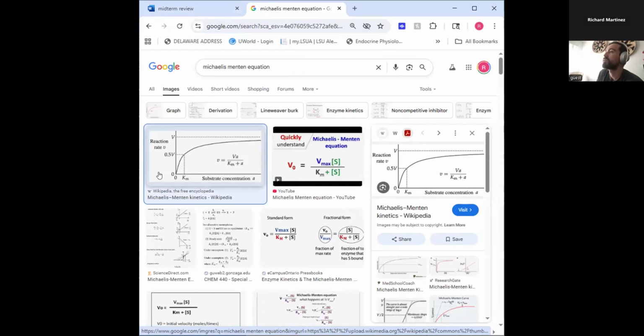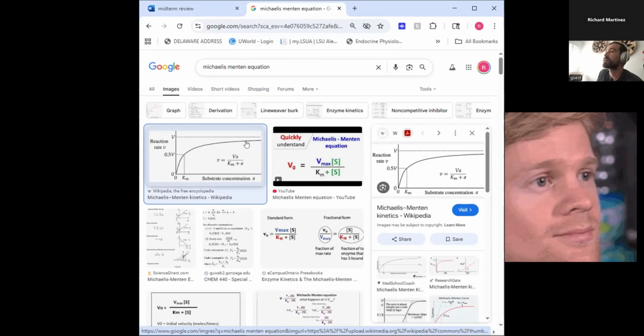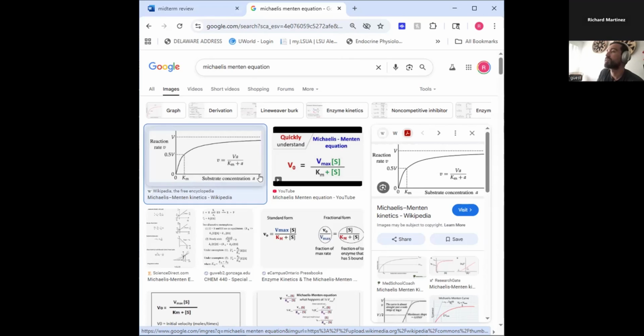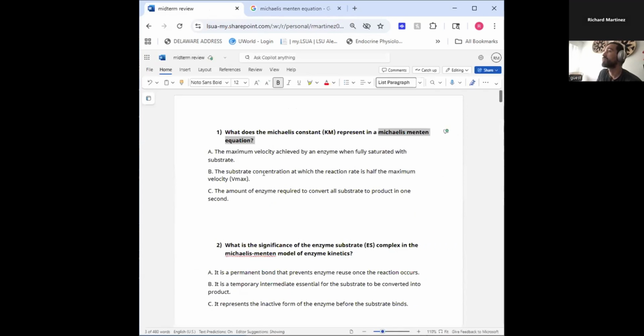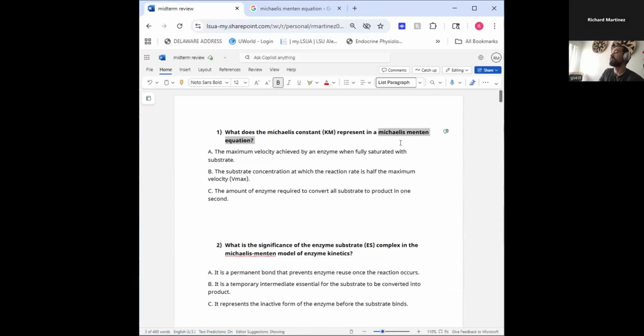This is the graph as well. So you'll see Vmax right here, I'm sorry, Vmax is up here at the top. Km is determined by half of Vmax. You see substrate concentration, which is located as A, and then the reaction rate will be right here on the y-axis. So what does the Michaelis constant Km represent in a Michaelis-Menten equation? Km is right here.